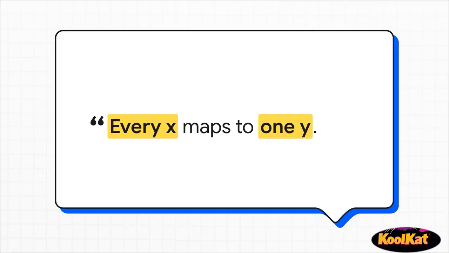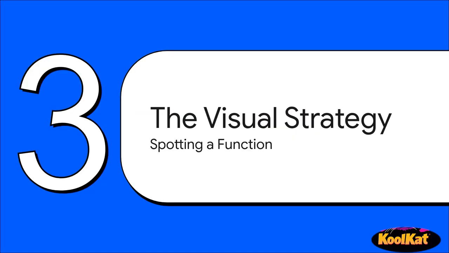If you walk away with only one thing today, let it be this sentence right here. Every x maps to one y. This is the golden rule of functions. For any one input, you can only get one single output. And this one idea is the key to solving two totally different kinds of function questions you'll see on the GED.